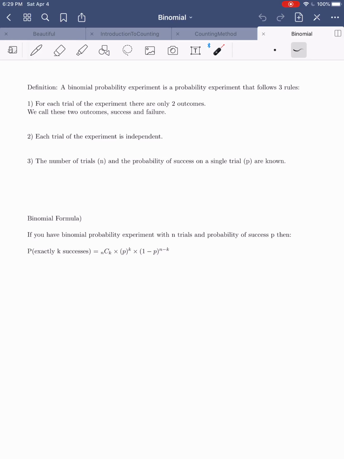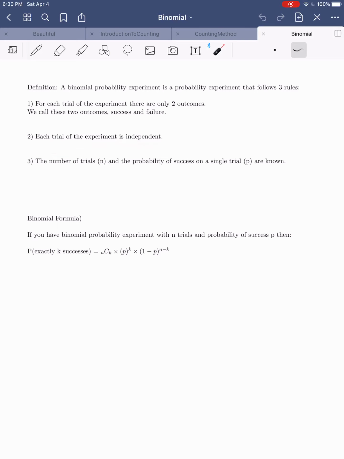The second big rule of a binomial probability experiment is that each trial, every time we redo the experiment, has to be independent. You can see how this is a parallel to what we did in the last video, where we talked about how to handle complex dependent situations. Now everything is going to be independent.